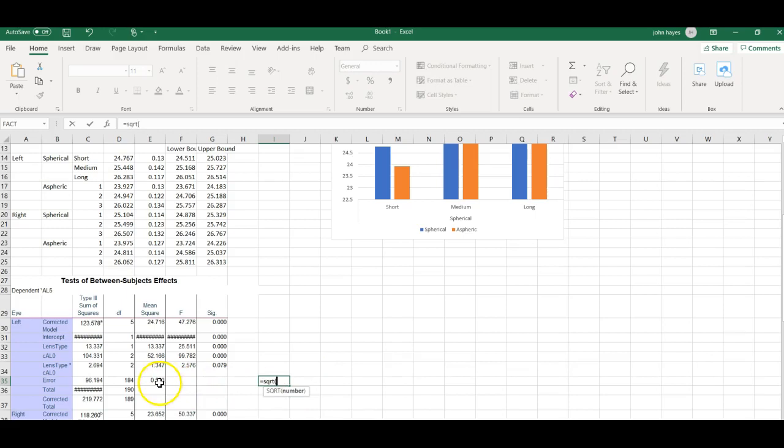This is our root mean square error, and this value gives us our pooled standard deviation. And so to find effect size, we come up here to spherical. We say equals the aspheric short minus the spheric short divided by our pooled standard deviation.